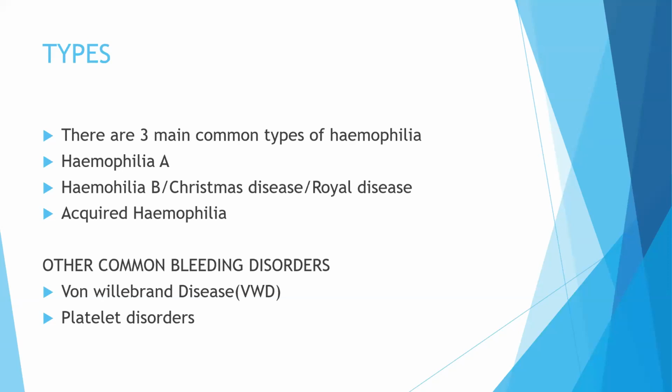We have acquired hemophilia, which a patient gets in the course of either a diagnosis or treatment of another disease. So it can come at whichever age. It is not inherited. Other common bleeding disorders that people confuse with hemophilia are von Willebrand's disease, that is VWD, and other platelet disorders.